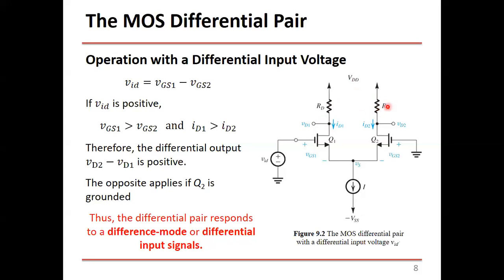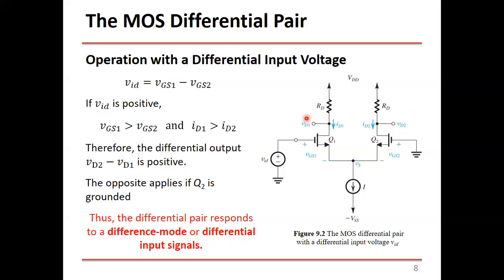Now, if you have a 1K here and 1 milliamp here, and this is 5, 5 minus 1 times 1 is 1, so 5 minus 1 is 4 volts. So this is 4 and this is 3. If you have a higher current here than the current on this side, then you have a lower voltage here than this one. This is why the difference VD2 minus VD1 is positive.